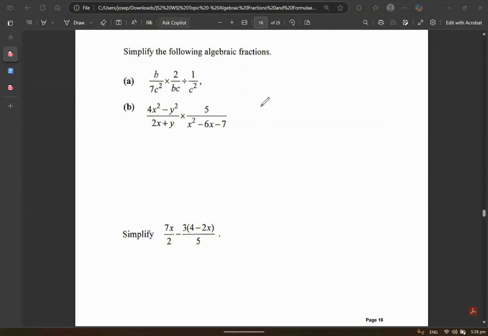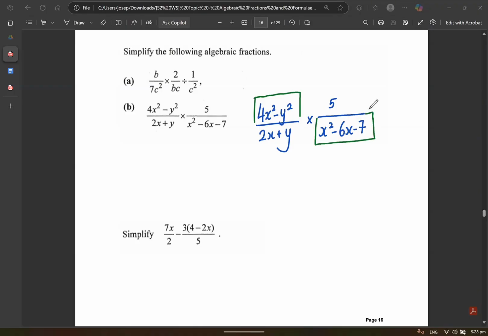Now, in the next question, it says (4x² − y²)/(2x + y) times 5/(x² − 6x − 7). From here itself, what you can see is you again want to look for things that can be factorized. I think these are the two parts that can be factorized pretty well.